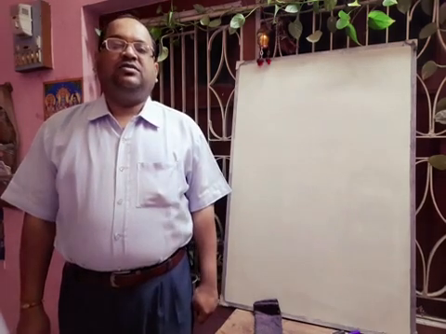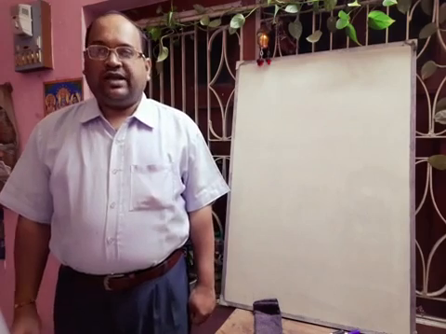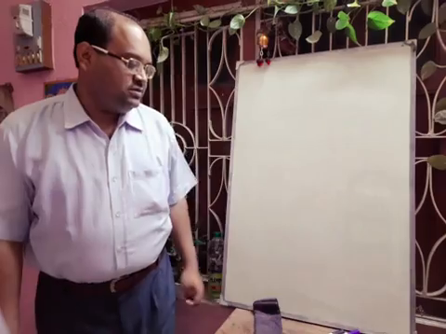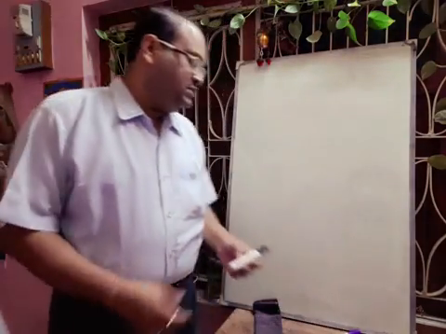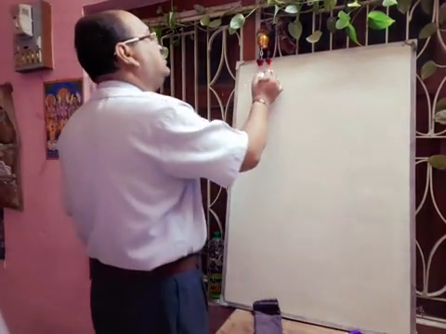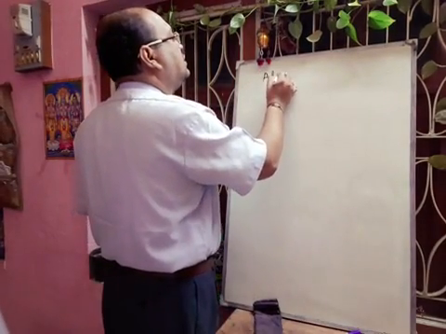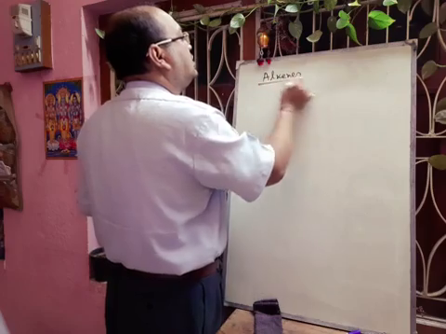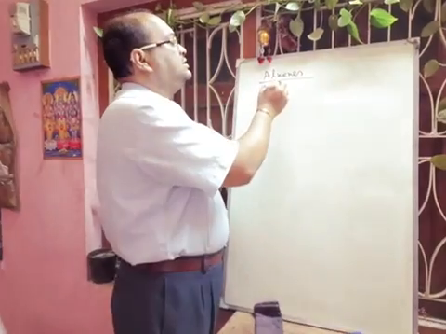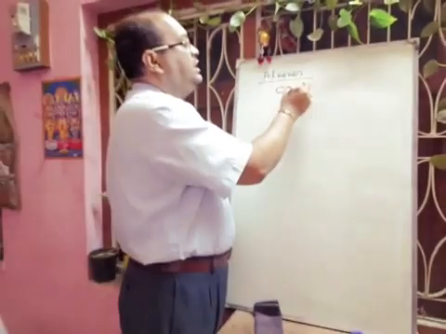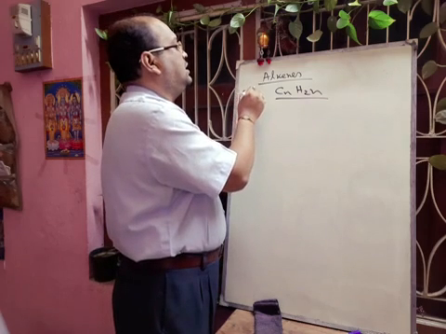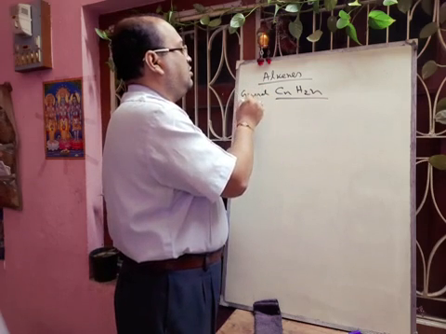Today I will continue your organic chemistry part. We have already completed the alkanes, and next we will discuss alkenes. All of you know the general formula of alkene is CnH2n. This is the general formula of alkene.